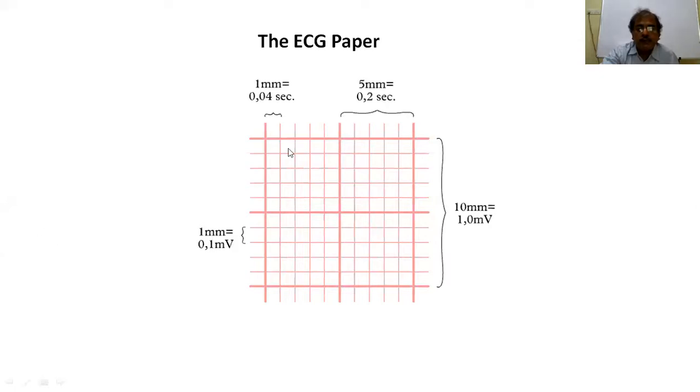Similarly, this time or speed is on the horizontal line, and on the vertical line, the small box is again 1 millimeter. That means 0.1 millivolt. So when we go upwards, it is millivolt, and when we go horizontally, it is seconds. The same distance, 1 millimeter horizontally, is time, and going upwards, it is millivolt. So 10 millimeter is equal to 1 millivolt.